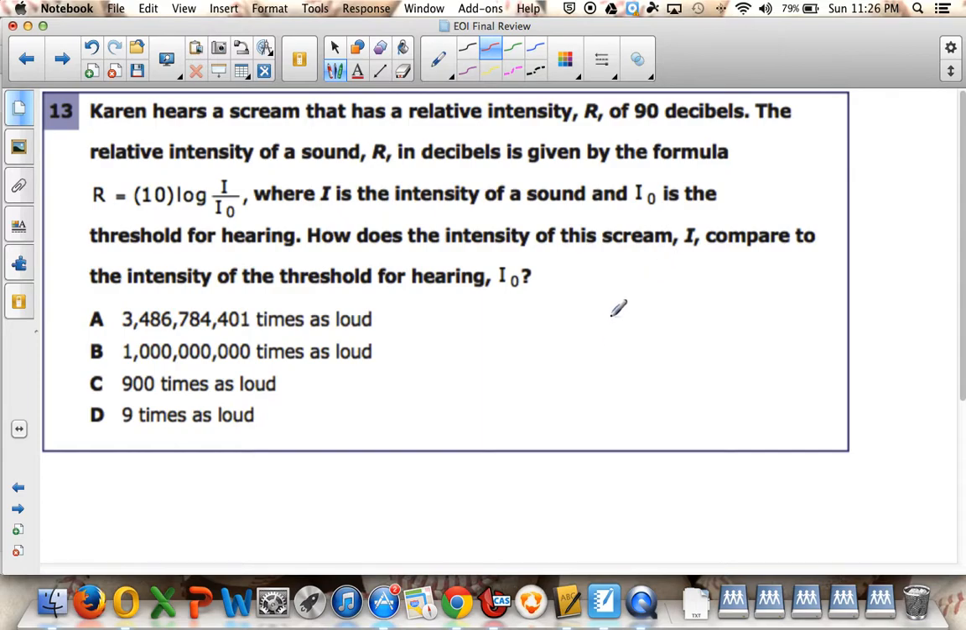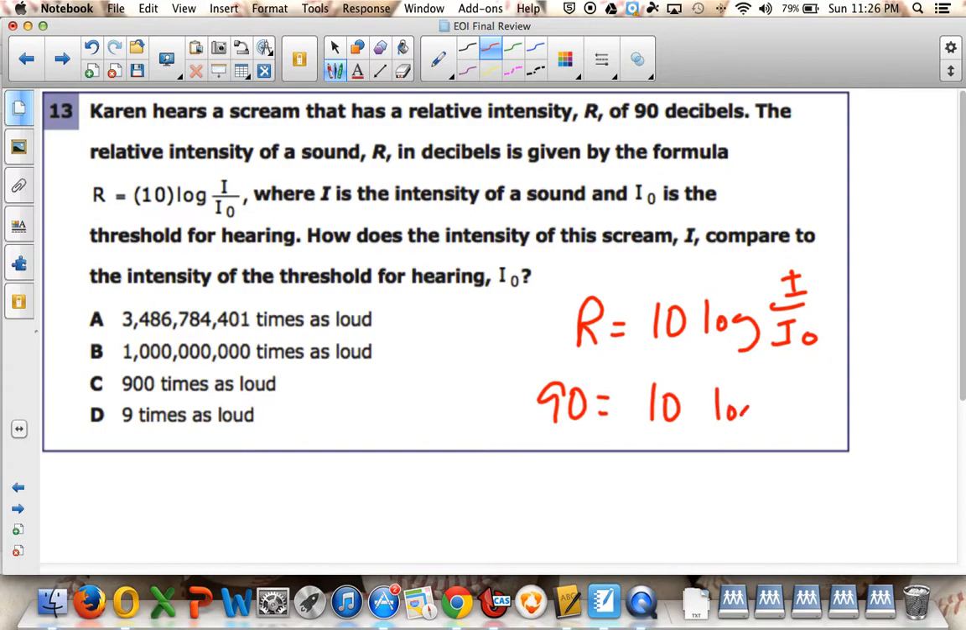So right here, I have R equals 10 log I over I sub naught. Our R is 90 decibels. I'm going to divide both sides by 10 to get 9. So my answer is D, 9 times as loud.